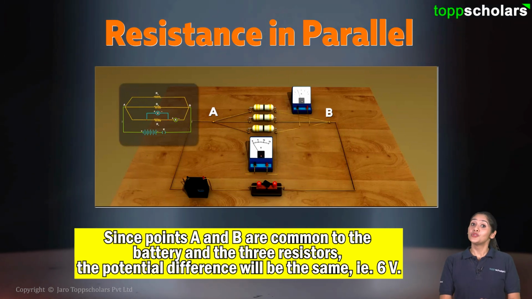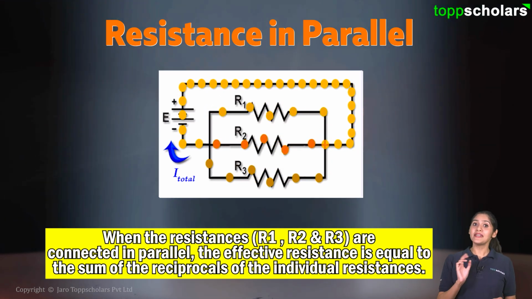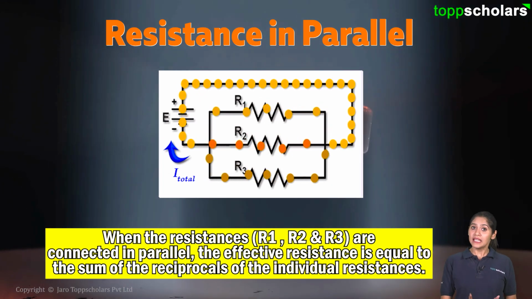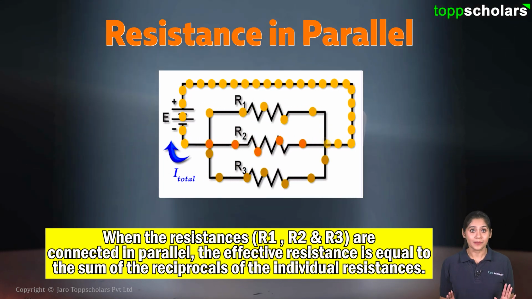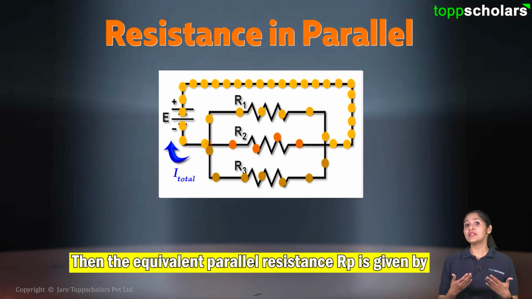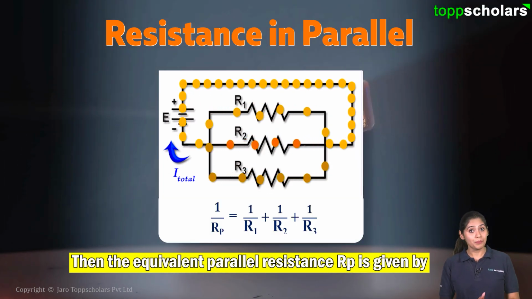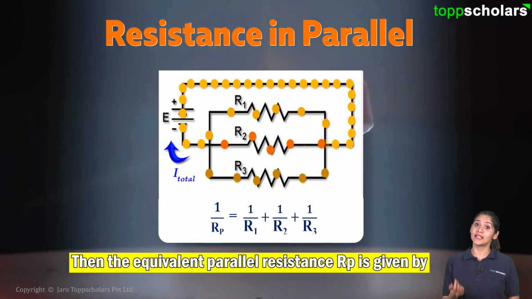Let's move on to the resistance. When the resistance R1, R2 and R3 are connected in parallel, the effective resistance is equal to the sum of the reciprocals of the individual resistances. And then the equivalent parallel resistance Rp is given by 1 upon Rp is equal to 1 upon R1 plus 1 upon R2 plus 1 upon R3.